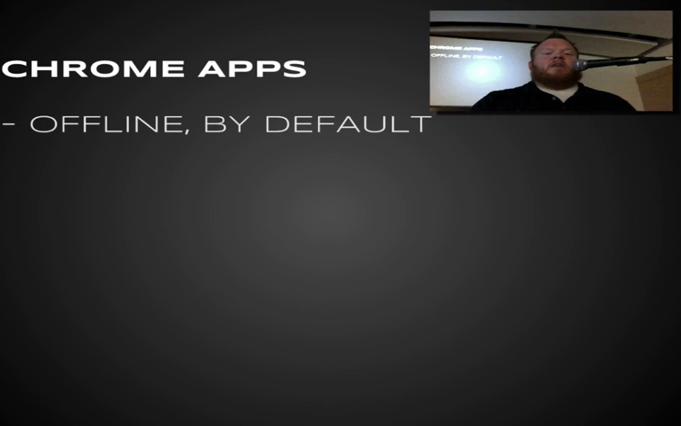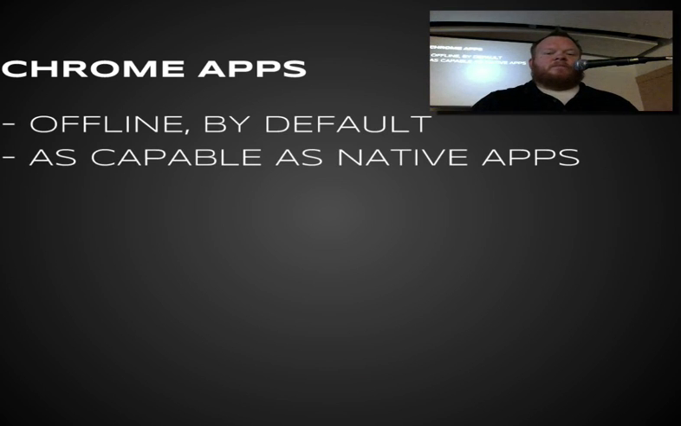So let's talk about what Chrome apps are. Chrome apps are offline by default, so all of the assets get installed locally to the machine rather than, every time the app loads, going and fetching its resources remotely. And I say they're as capable as native apps, and I put a caveat that on the APIs that it has, Chrome apps are capable. They can do the things that you need them to do.